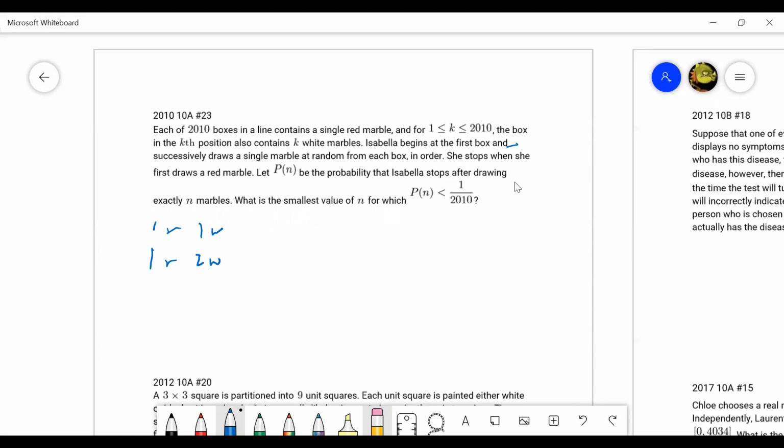As for the probability that she stops drawing after exactly n marbles, you can write P of n in terms of n, and that's the point of the problem. So this is just like 1/2 times 1/3. I'm sorry, not 1/2 times 1/3.